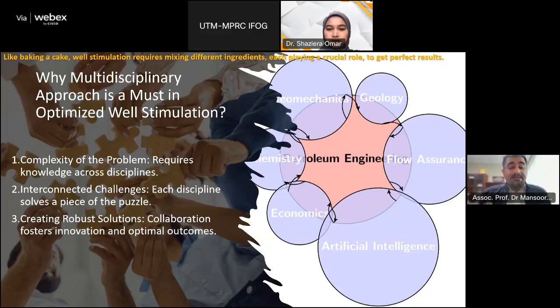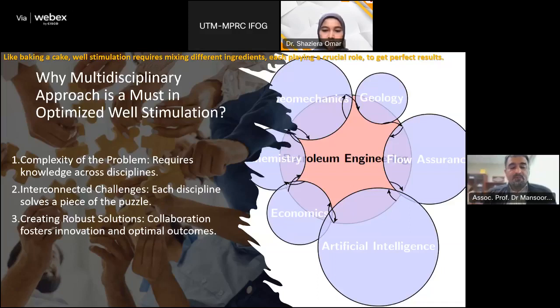But there's an interesting part. These disciplines are not isolated islands. They're more like an archipelago, a group of islands closely scattered in a body of water. The challenges they tackle are interconnected, much like an ecosystem of an archipelago. A solution from one discipline can significantly impact the problem seen by another.